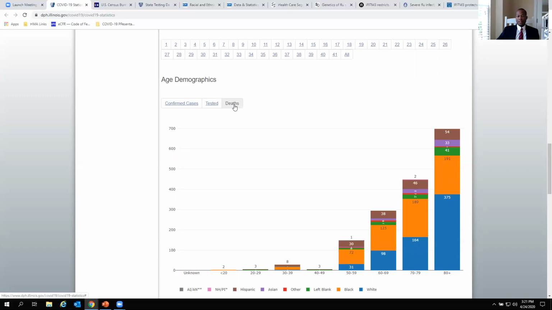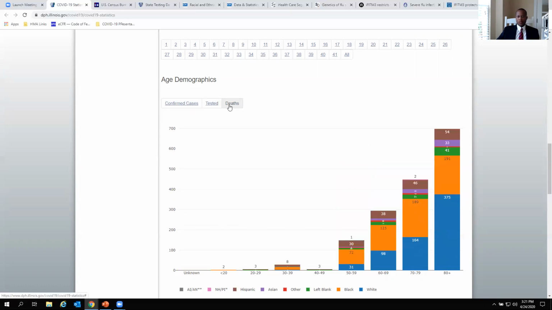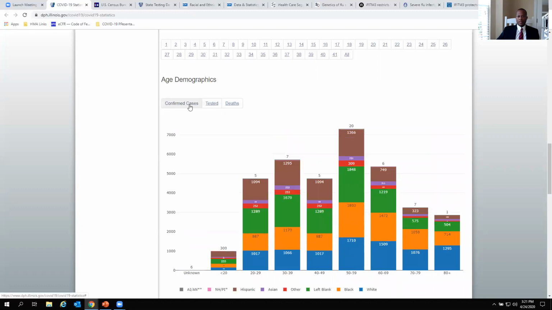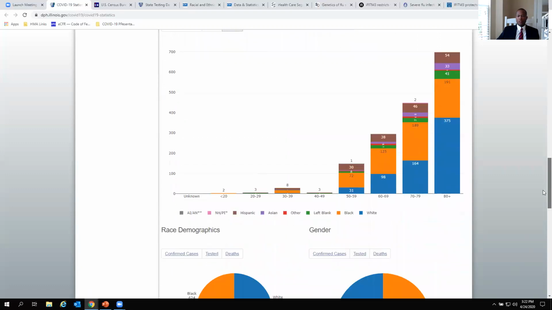Striking. Fascinating. Compared to the number of cases, the deaths are almost exclusively concentrated among individuals age 50 and above. It totally breaks the pattern of the testing and the cases. Okay, now let's drill down a little bit further on this.